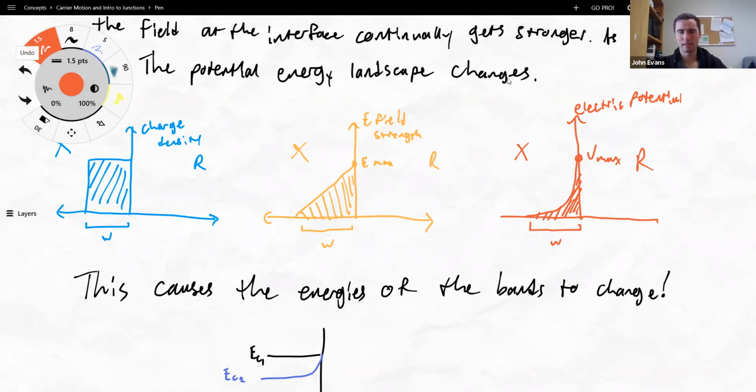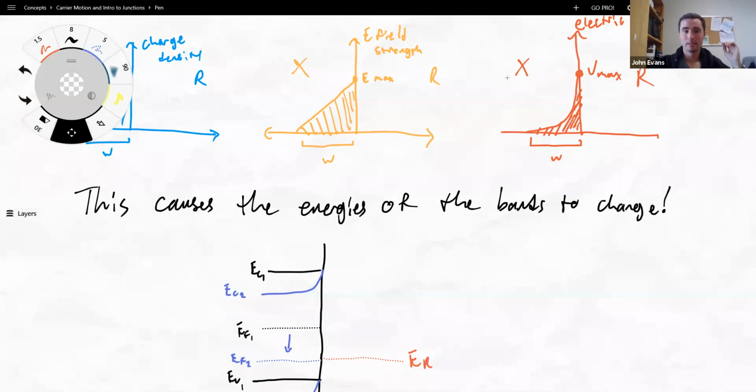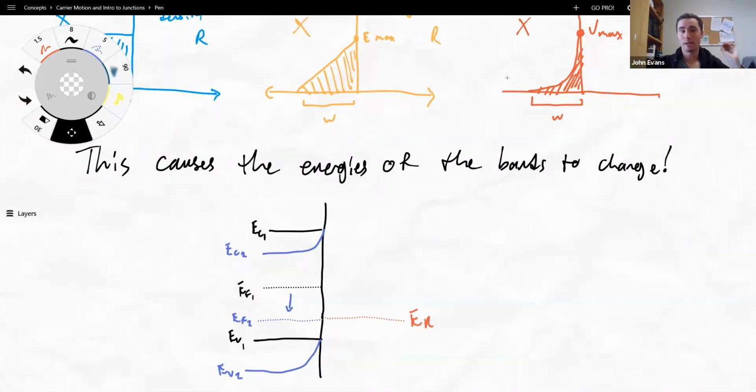Some width of the semiconductor. Okay, so we have moved charges through diffusion, and we're starting to move charges via drift. And as we keep getting more and more charges across the interface, the drift gets stronger and stronger, and this electric field, this V max, gets bigger and bigger until things really start to change.